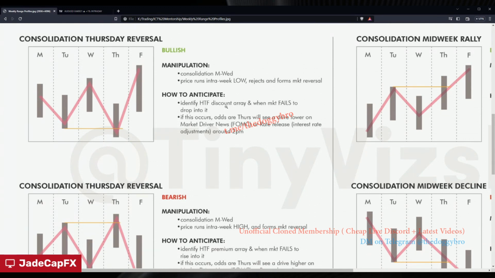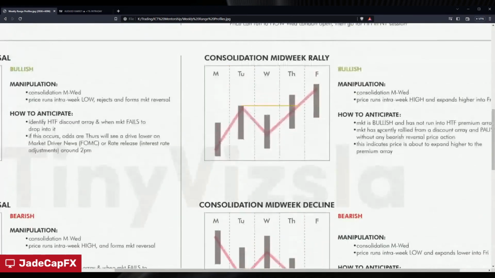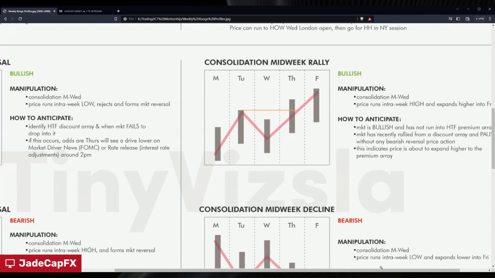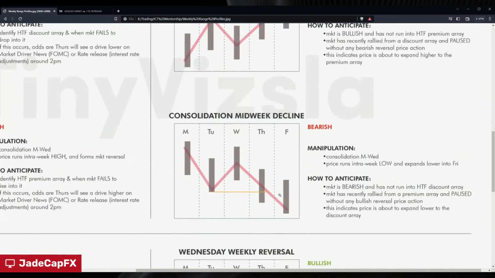How to anticipate it: identify a high time frame discount array, and when the market fails to drop into it. So let's say we have FOMC and it drops, but there's a high time frame discount array that's lower. Well, Thursday post FOMC might tap that low, and then we'll have a Thursday low or high of the week. So we'll have consolidation Monday through Wednesday. Price runs the intra-week high or low, and then rejects and forms a reversal. For a midweek rally, we might have a week where there's no news Monday, Tuesday, or Wednesday, and then we'll have a rally on Thursday or a decline on Thursday.